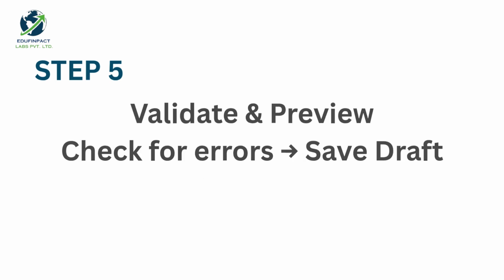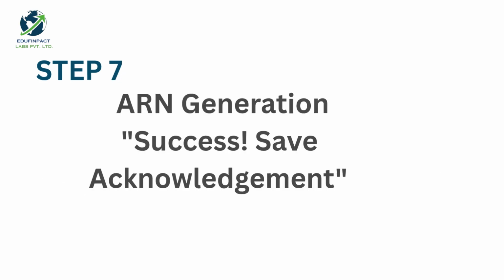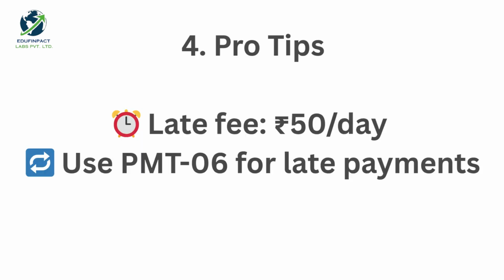Step 5: Validate and preview. Check for errors. Save draft. Step 6: Make payment and file. Pay tax. Submit with DSC or EVC. Step 7: You will get ARN generation, success.